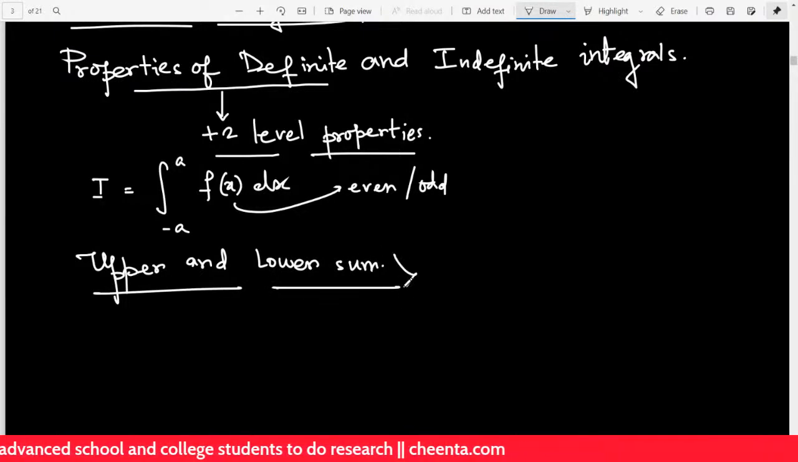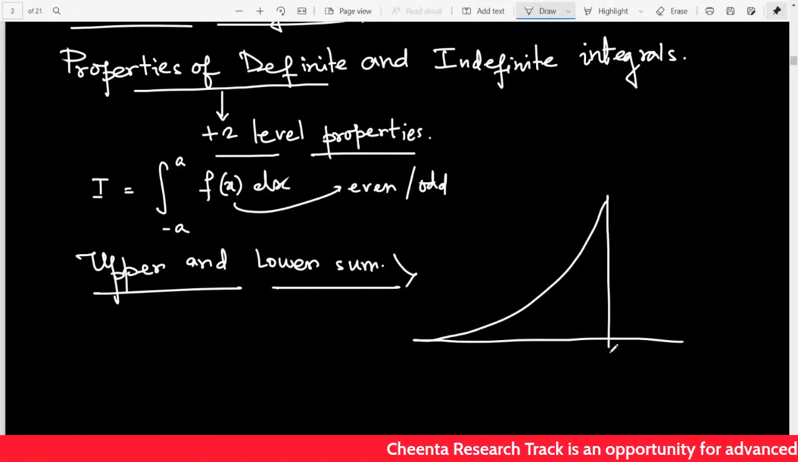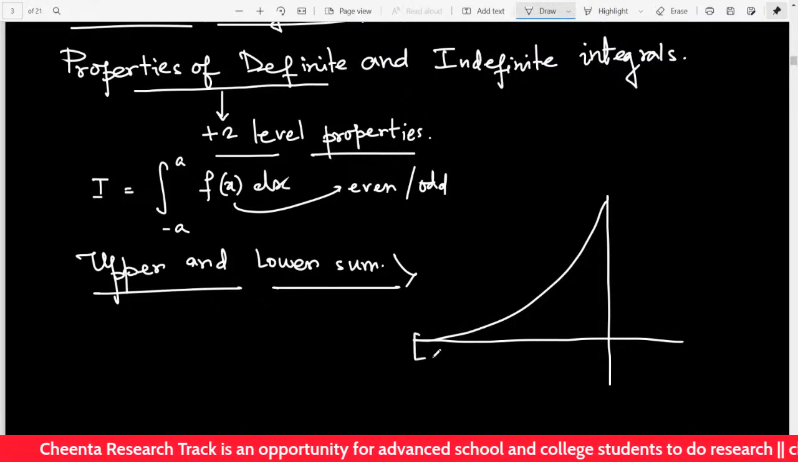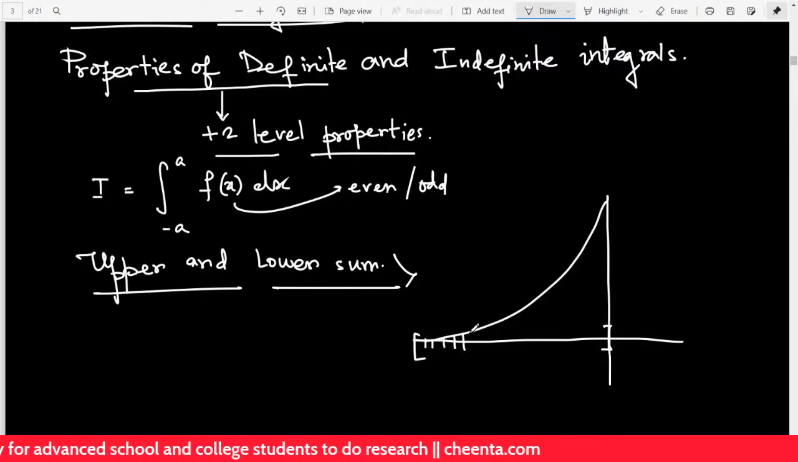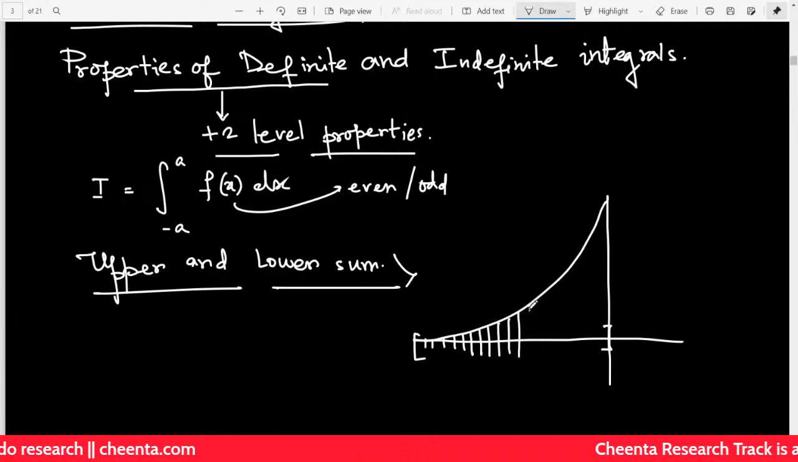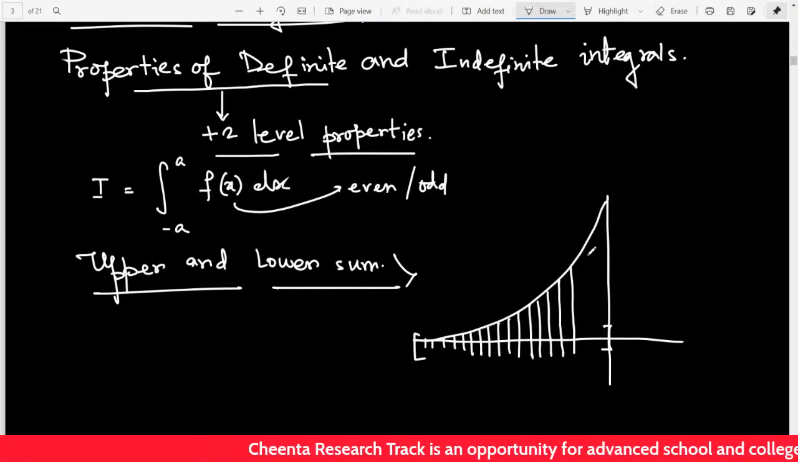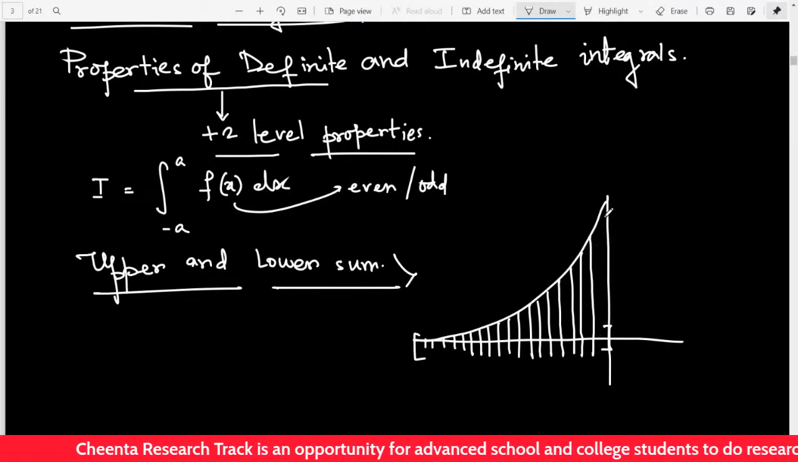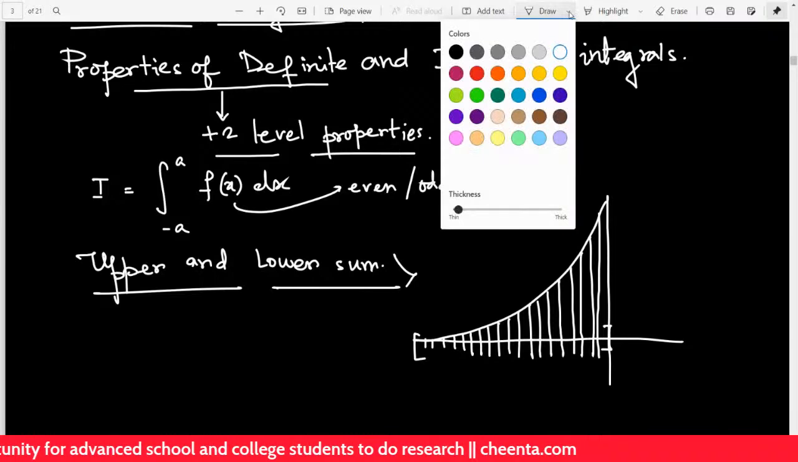Pictorially, what upper and lower sum is, suppose I take this graph. The first thing Riemann integration does is break this interval into small grid lines. It is a uniform small grid line. All right, so let me draw these up. So it's like this. Now, what is the lower sum?